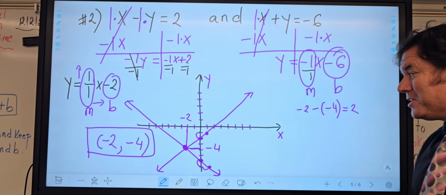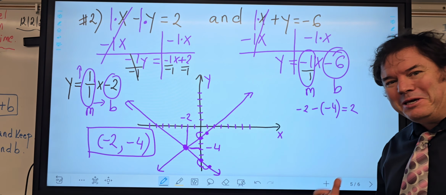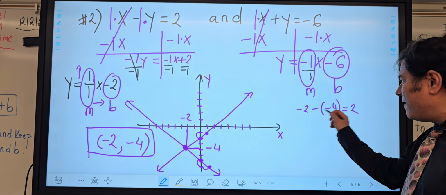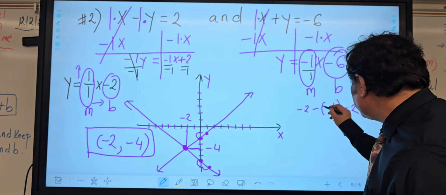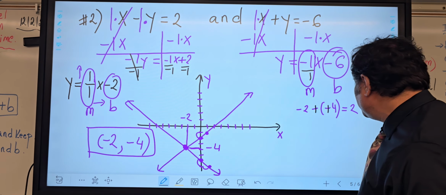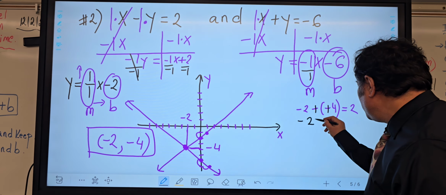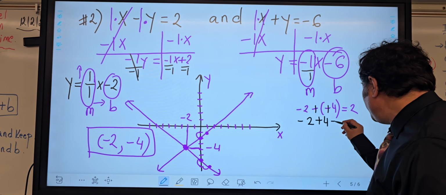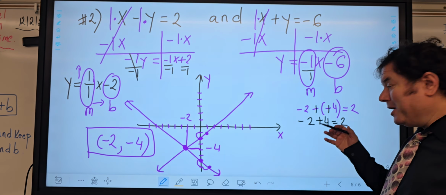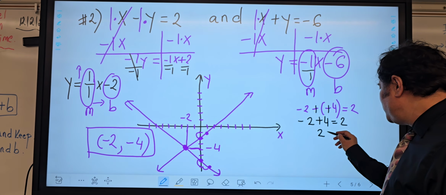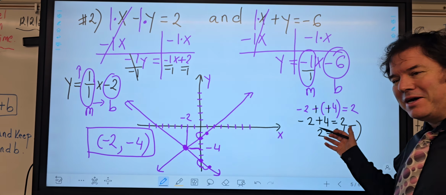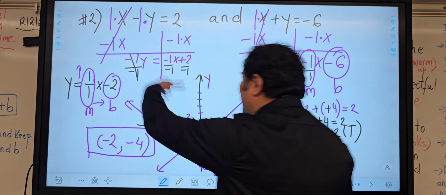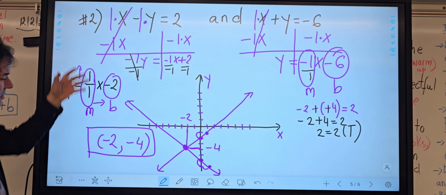And remember in our previous lesson, adding and subtracting integers, we remember that if we have two negatives next to each other, we do boom, boom, right? So those are going to become positive. So now we have negative 2 plus 4 equals 2. And negative 2 plus 4, we get 2. 2 equals 2. And that's a true statement, right? So we got it. So this solution satisfies the first equation.